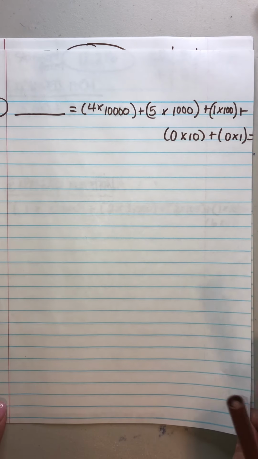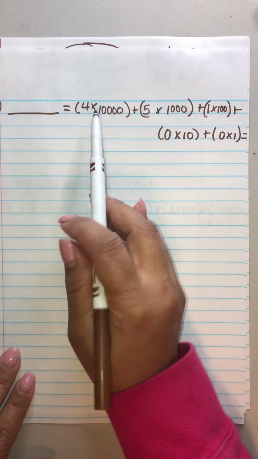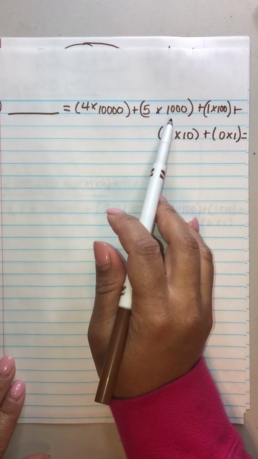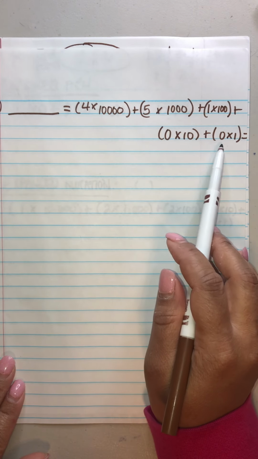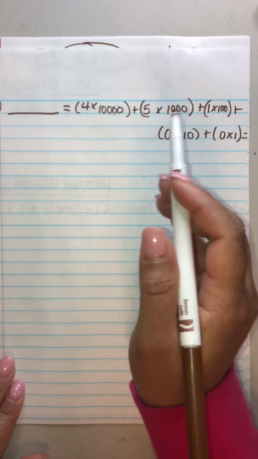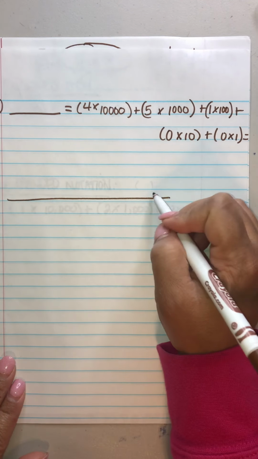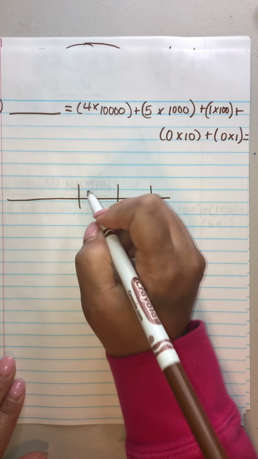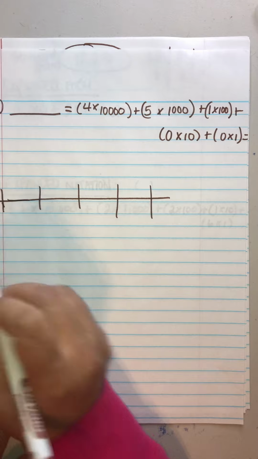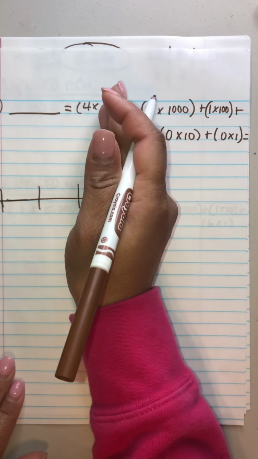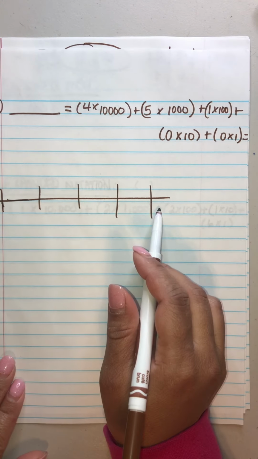So in your example that you have in your work today, for number 11, it's like this. 4 times 10,000, 5 times 1,000, 1 times 100, 0 times 10, plus 0 times 1. The best thing for you to do is to go ahead and place this in a place value chart. Place value charts are very important to use because it really gives you a strong foundation of understanding the numbers and where they fall in regards to their place value.